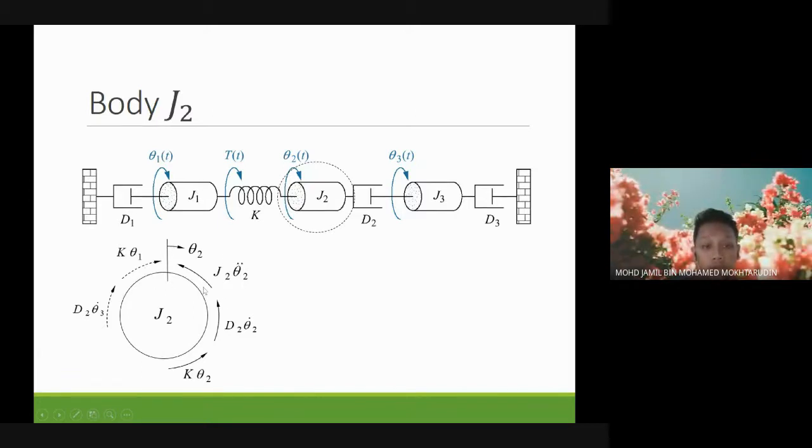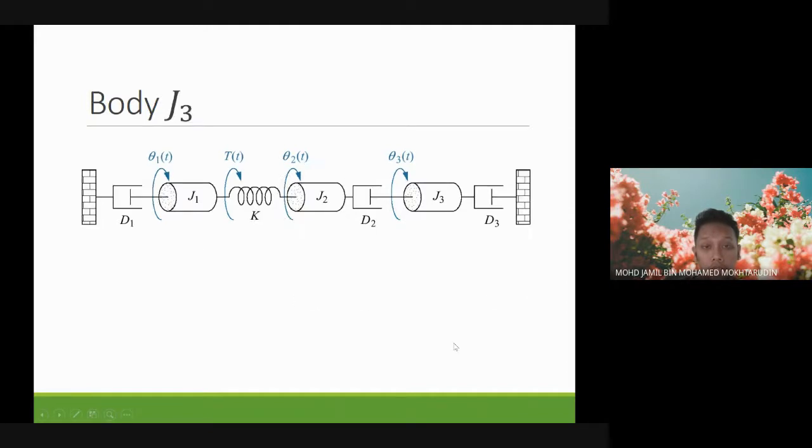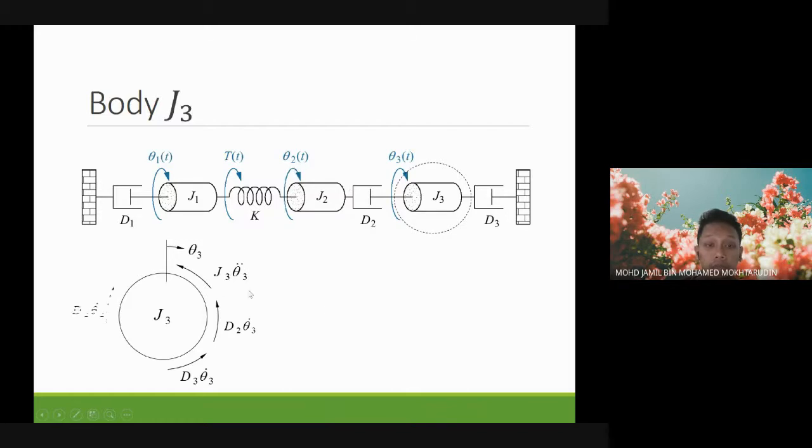You check whether all the forces are there, then you can write the equation of motions. Lastly, we look at body J3. So on J3, we have two dampers, D2 and D3. And then D3 is connected with the wall, so there is no rotational torque in the clockwise direction. But D2 here is connected with theta 2, so we have the effect from theta 2. So we add D2 theta 2 dot. So everything is there, then we can write the equation of motions.